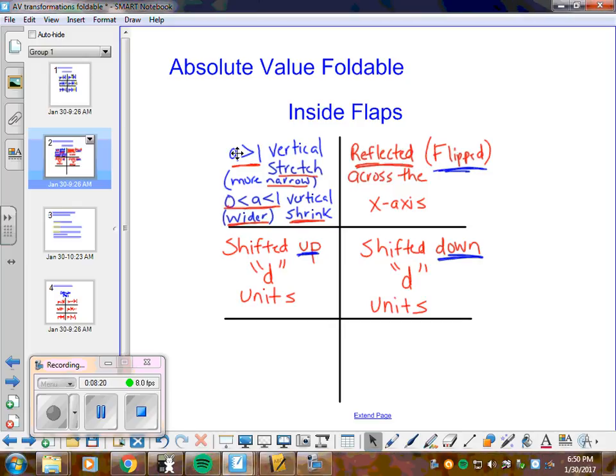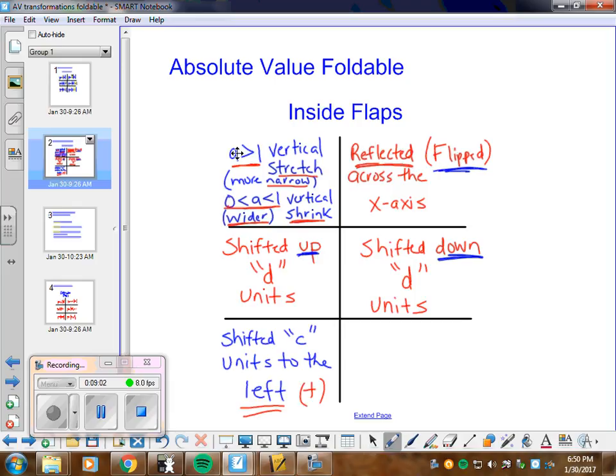Okay, now the bottom ones are x plus c inside the bars and x minus c inside the bars. So when you have done that, you've shifted whatever your c is, units to the left, because this is plus c. Remember, it's the opposite. So shifted c units to the left. And this was because you added.